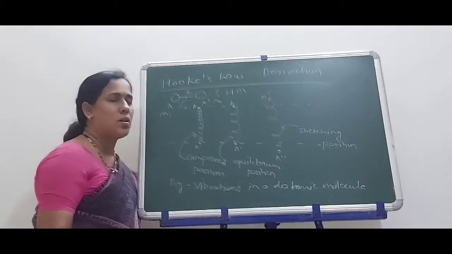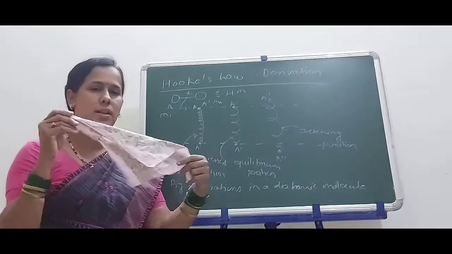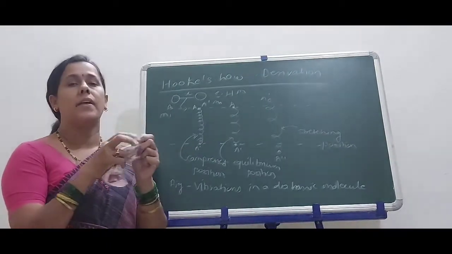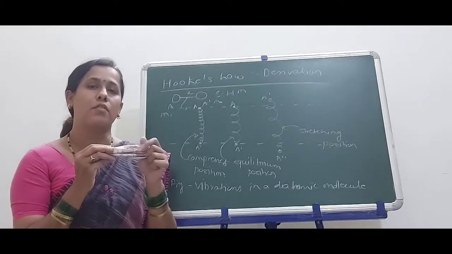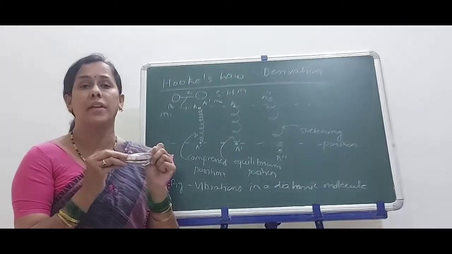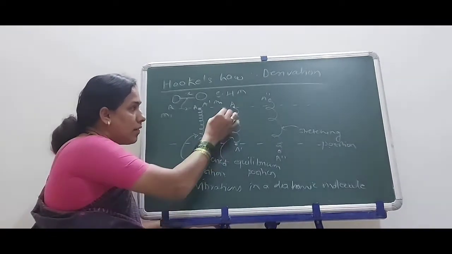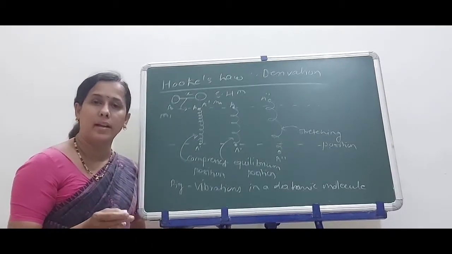According to this diagram, this is the equilibrium position, this is the compression position, and this is the stretching position. What is meant by stretching? Consider this as a spring. It may be stretched like this, compressed like this, and at the equilibrium position both the forces are equal and opposite, with negative signs.